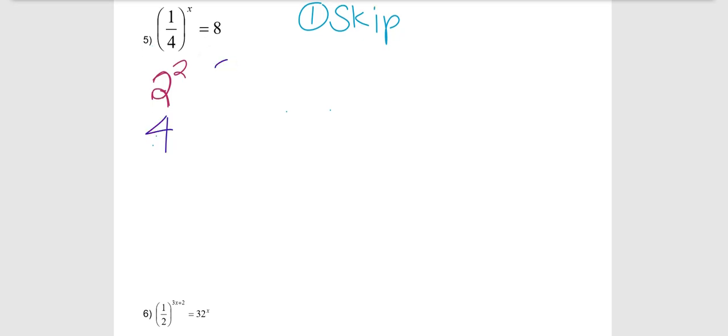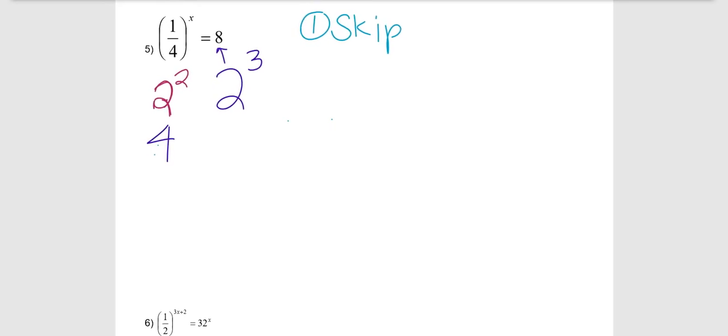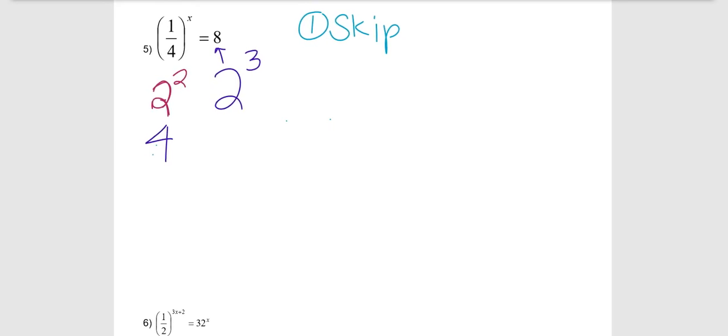Now I need to see, can I use 2 also on the right side? Is 2 to any exponent 8? And the answer is 3. So since we found the same base, it's 2, we can change both sides to have a base of 2. We can take out the 8 and write it as 2 to the 3rd power. And we could take out 1/4 and write it as 2 to the negative 2nd power.